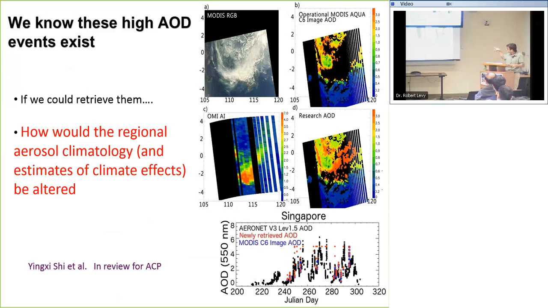She's basically finding that you can do something smart. This is our old retrieval. We missed all the smoke, and then she's found a way to relax certain thresholds, and therefore we can actually measure and retrieve the AODs, in this case Singapore for this time period. So you get a lot more measurements now.